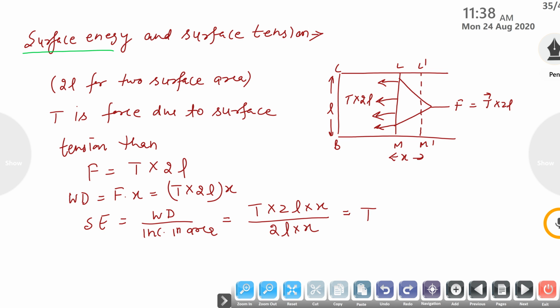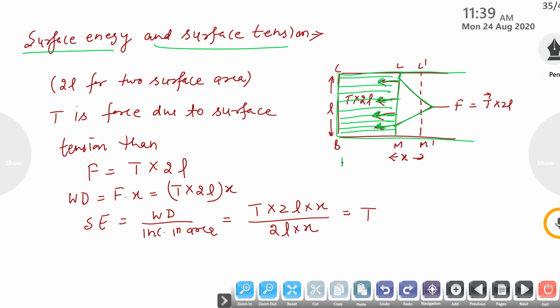Now there is a relationship between surface energy and surface tension, so we have to find out this relationship. Suppose this is a frame, a simple wire frame, with a movable wire which can be moved. If we dip it into a liquid, there will be a liquid film, and it will try to contract. It will try to have minimum surface area, so it will try to move to this side.